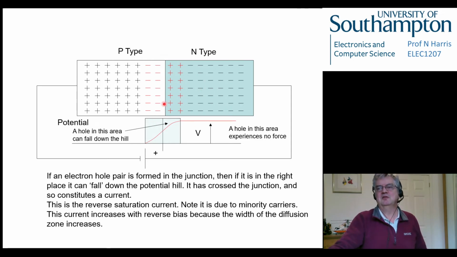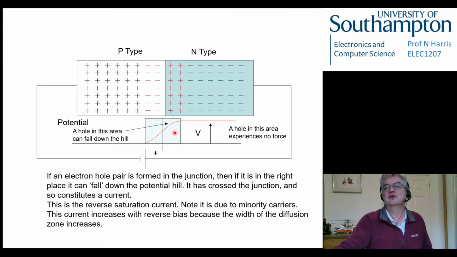If it happens in this area where there's electric fields in place, the electron breaks its bond and goes into a high region, and suddenly is under the influence of an electric field and is whizzed away. And that means it can't then fall back into the hole that it originally made, and so the hole then goes the other way. So this is an electron hole current, and this is what's called the reverse saturation current. And it's basically sort of how solar cells work.